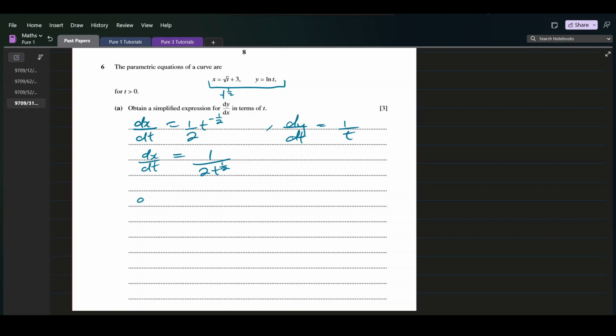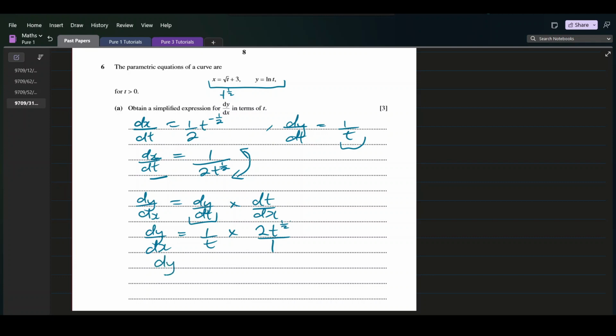And now let's construct a chain rule for dy/dx. dy/dx is equal to dy/dt multiplied by dt/dx. So dy/dt is 1 over t, times dt/dx. We have dx/dt, so we simply have to flip our fraction to get dt/dx. So this becomes 2t to the half over 1.